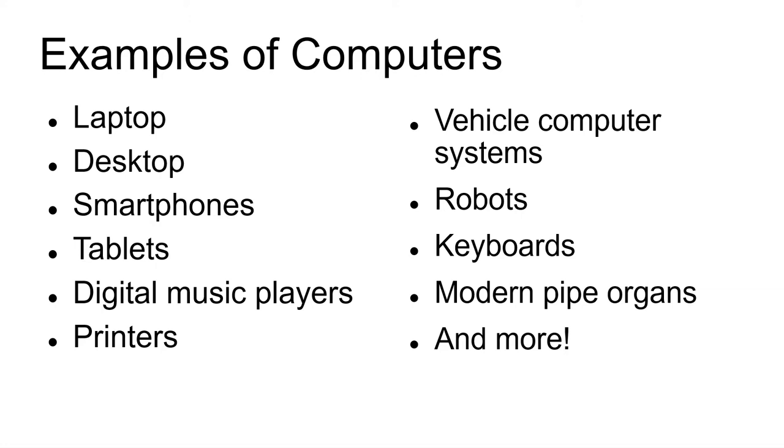Thermostats now, like the Nest thermostat, doorbells with the Ring doorbell. Your Amazon Alexa is a computer if you have one of those. And, you know, I wouldn't recommend having one of those. That's a privacy risk. You know, and so on and so forth. There's lots of computers out there.